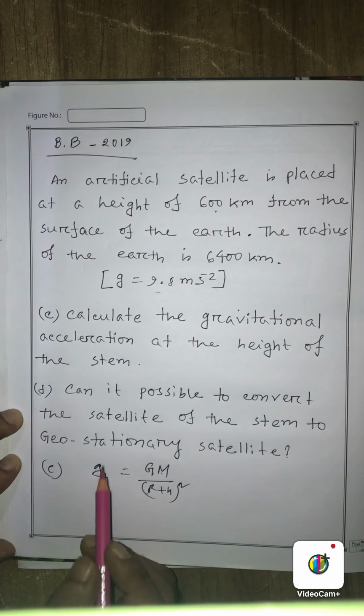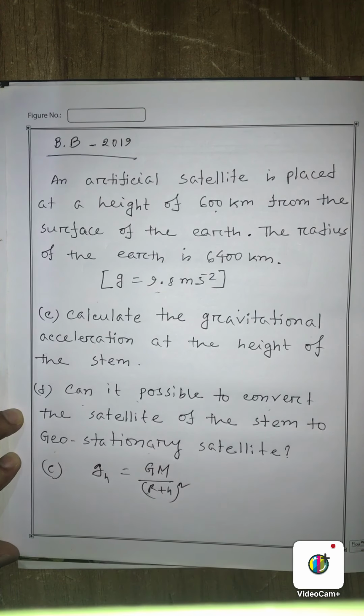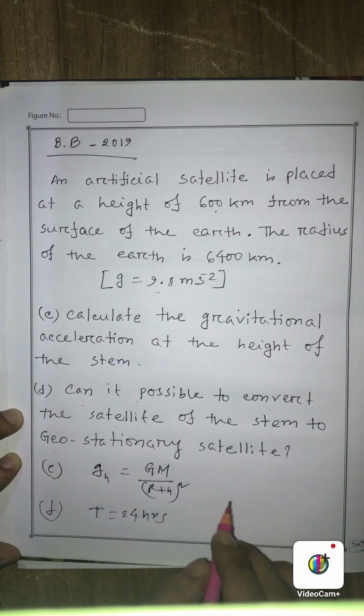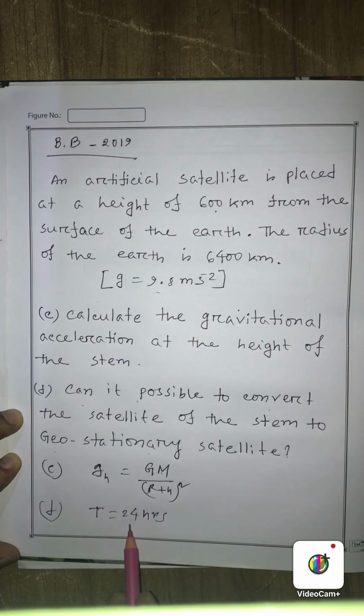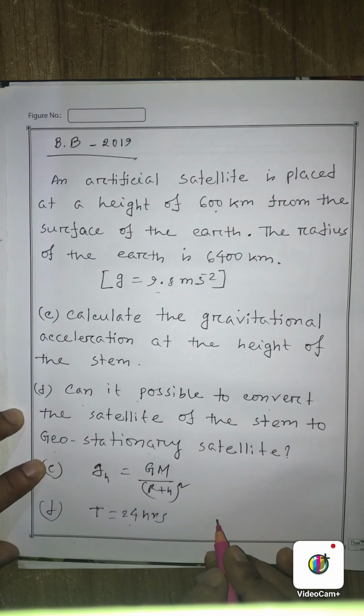And question D: is it possible to convert the satellite to a geostationary satellite? If it is converted to a geostationary satellite, then the time period of this satellite is 24 hours. So time period T equals 24 hours, which is converted into seconds. At which height should we place the satellite so that its time period will be 24 hours? At this height the artificial satellite is a geostationary satellite. So we will calculate the height.